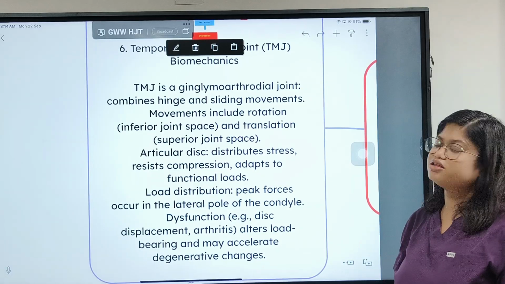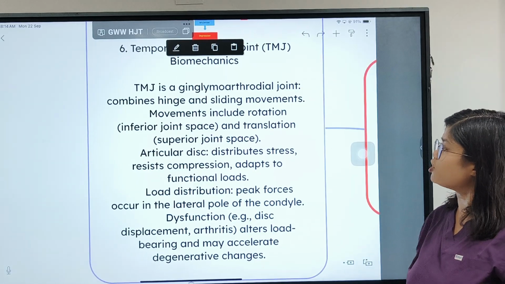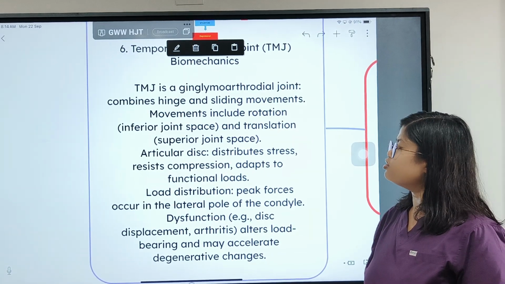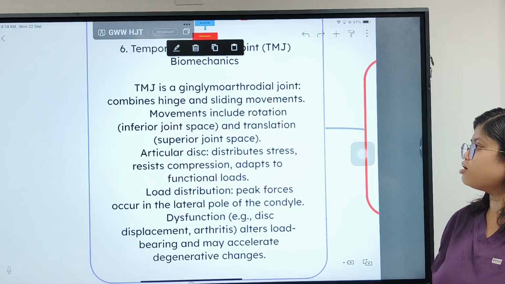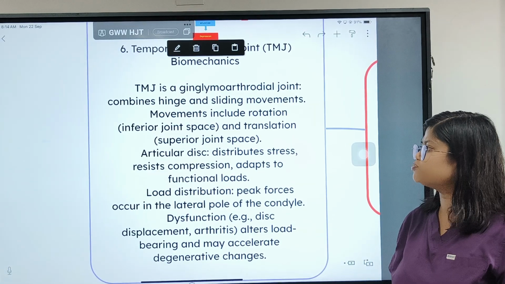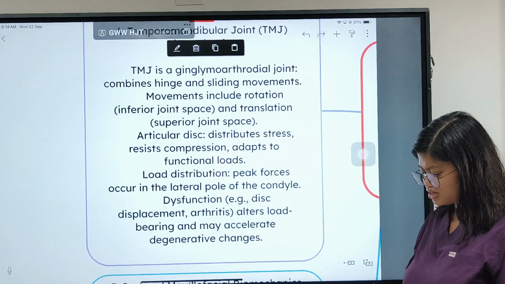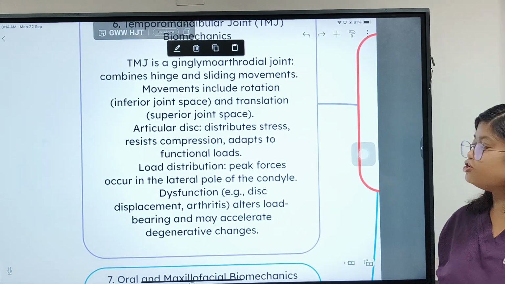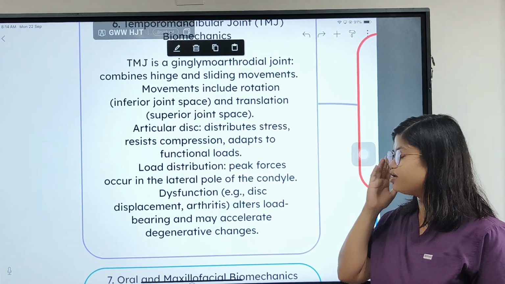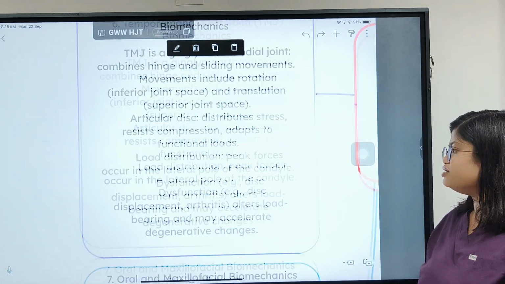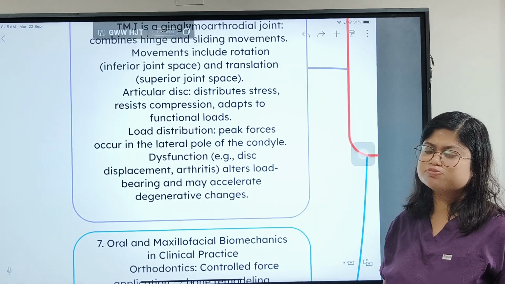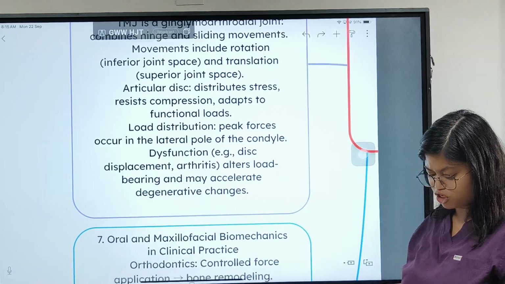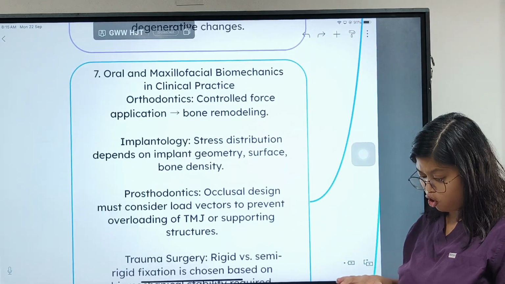Now coming to the temporomandibular joint biomechanics. We already know that the TMJ is a ginglymoarthrodial joint, combining hinge and sliding movements both, and movements include rotation in the inferior joint space and translation, which occurs in the superior joint space. The articular disc distributes stress, resists compression, and adapts to functional loads, and load distribution is such that teeth forces occur at the lateral pole of the condyle. In dysfunction, that is disc displacement or arthritis, it alters the load bearing and may accelerate degenerative changes. So we have to do the therapy accordingly.